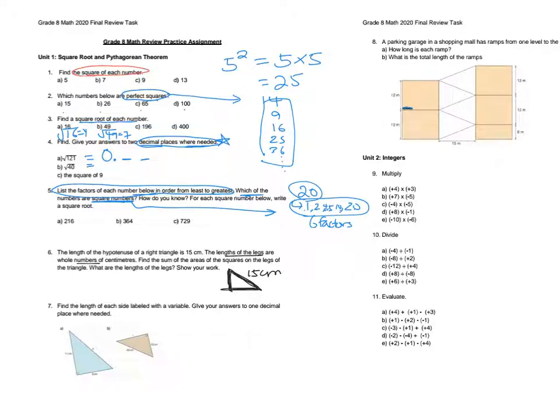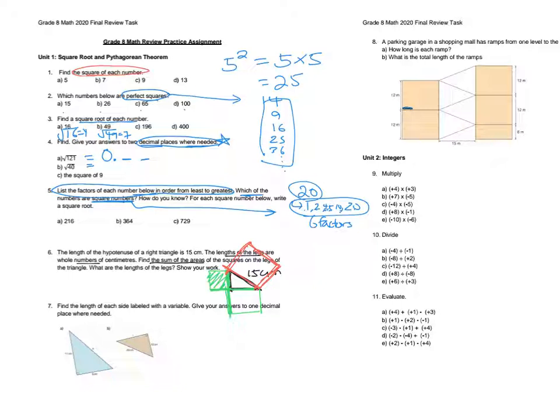Then it says find the sum of the areas of the squares on the legs. Remember how we drew squares like this, and squares like this? The area of this square is going to be this length times itself. So this length squared plus this length squared should give you this length squared. Thinking about that, see if you can complete that question.